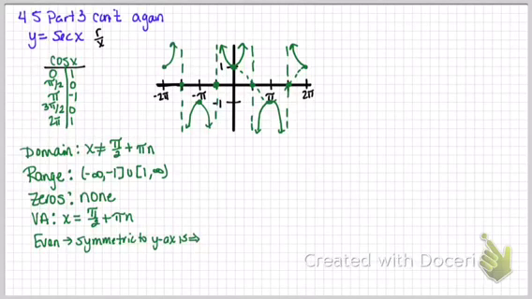Also means that if we take secant of negative x, we're going to get the very same exact answer as we did for secant of positive x. And then because it is the reciprocal of cosine, its period is 2 pi.